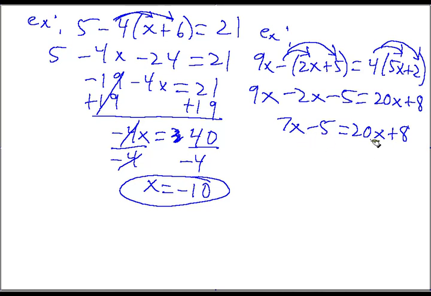You can get x on the left, numbers on the right, which is what we've been doing so far. But you can also get x on the right and numbers on the left, and that's perfectly fine too. Okay, so let's do it that way. Let's get the 7x over to the right side. So subtract 7x to both sides.